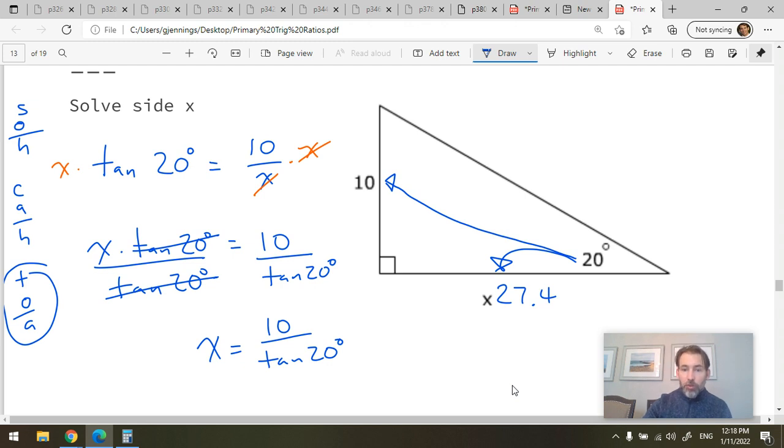Well, 10 is much shorter than 27.4, and I expect this side to be much longer than that side. We also found that this side over here was about 29. So if this side is 29, this side is 10, and this side is 27, that feels really correct to me. So great, that must work.